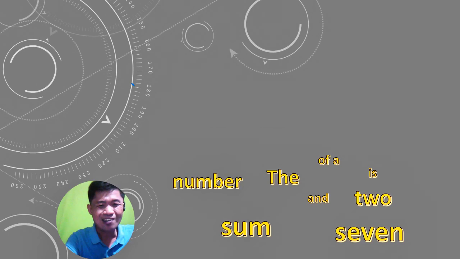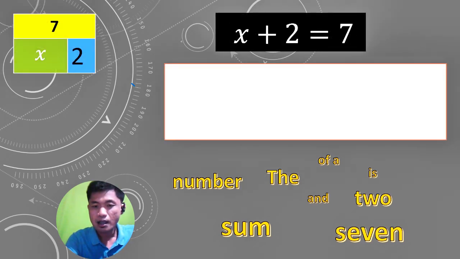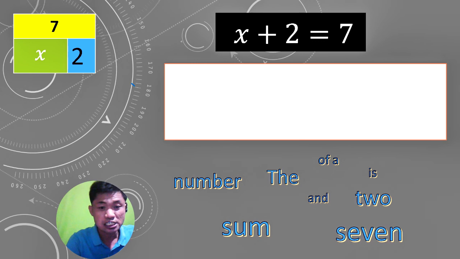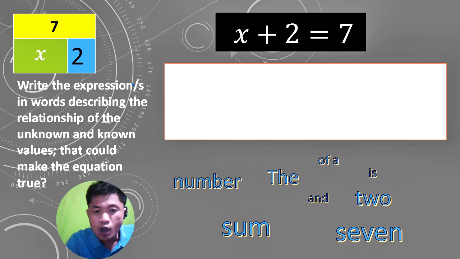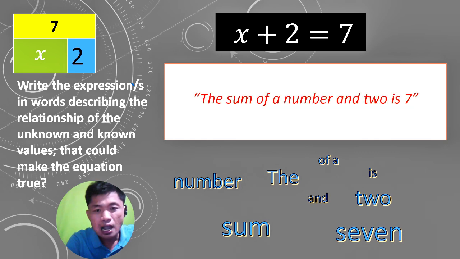We move forward now. On this one, x plus 2 equals 7. From the representation, the relationship of the bar model, we did that a while ago. Now we have to arrange this one. What will this symbolic form be written into the language or in words? This is scrambled. You have to arrange this one. I'll give you time to think of the whole sentence.